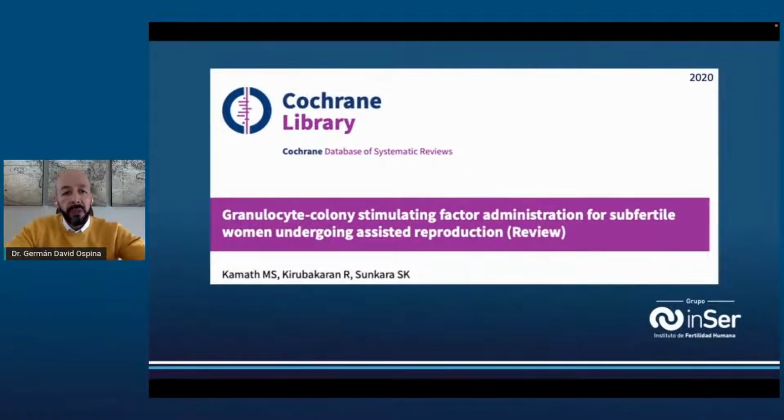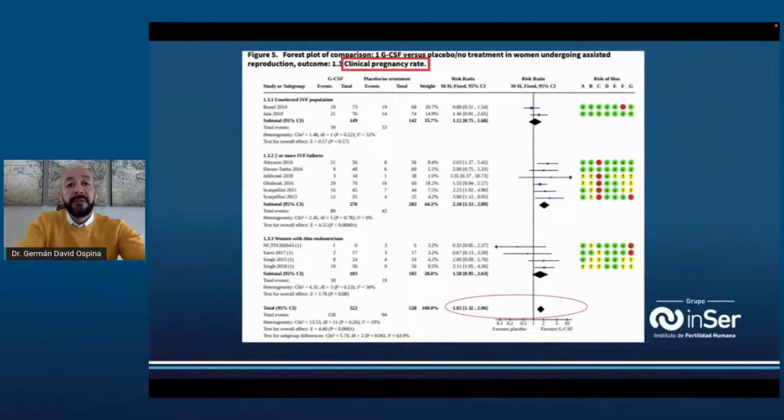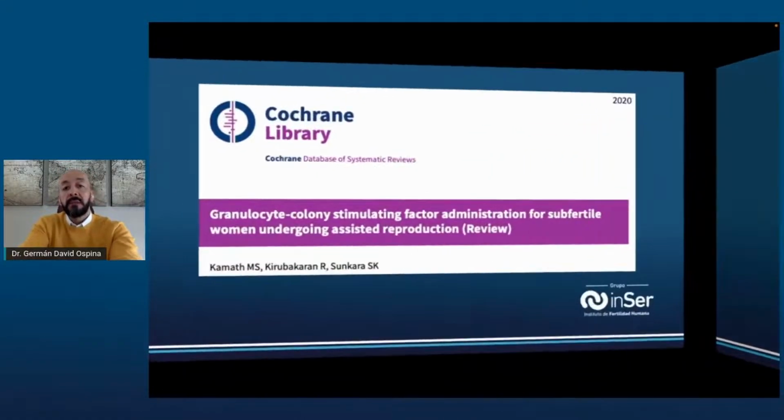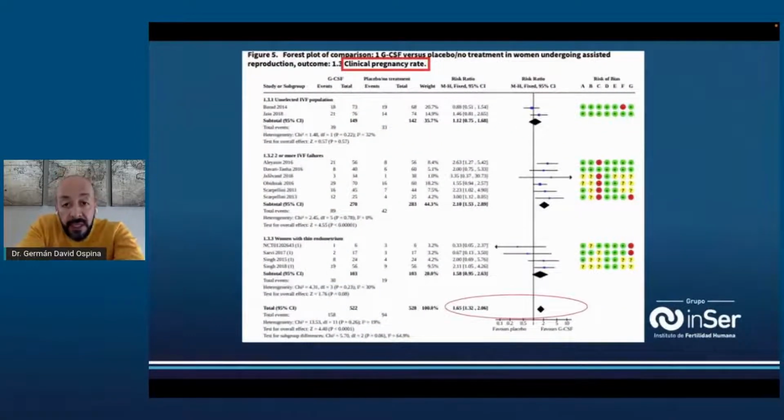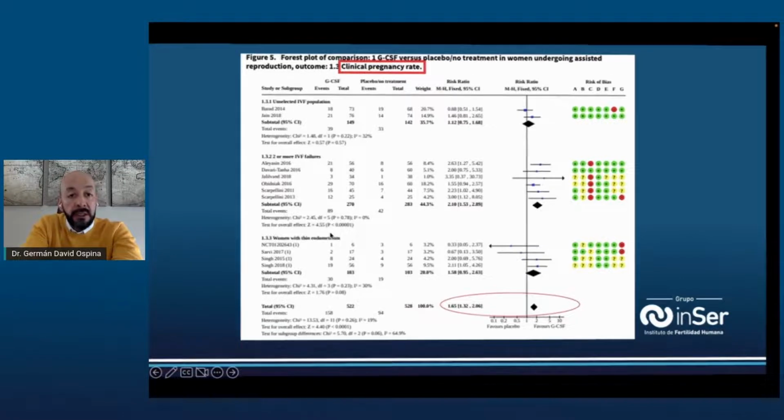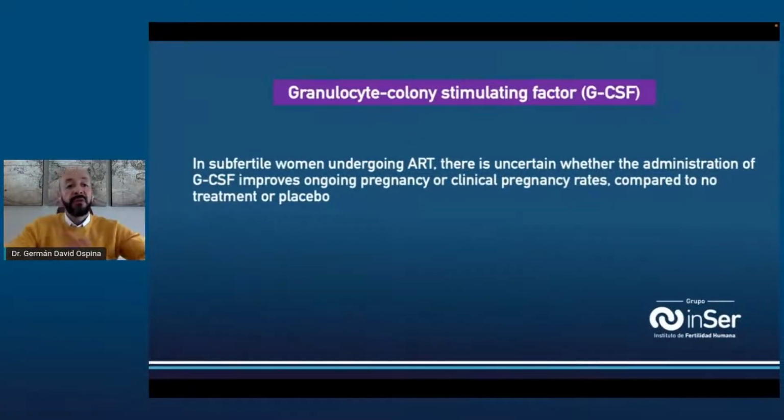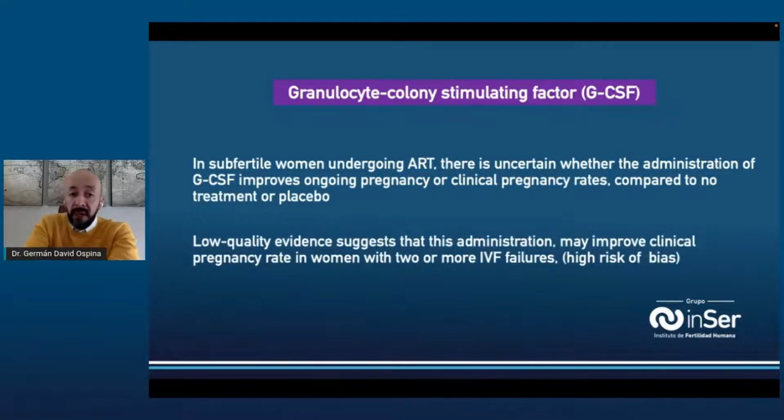Okay, in 2020, the Cochrane Library gave us this publication with Dr. Kamat about the use of the granulocyte colony stimulating factor. Okay, and as you see here, it seems that there are better results when we use G-CSF compared with placebo. Okay, but there are few studies with a small sample size. But the conclusion of this study is that in fertile women undergoing ART, it is uncertain whether the administration of G-CSF improves ongoing pregnancy or clinical pregnancy rates compared to no treatment or placebo. Low quality evidence suggests that this administration may improve clinical pregnancy rate in women with 2 or more IVF failures.